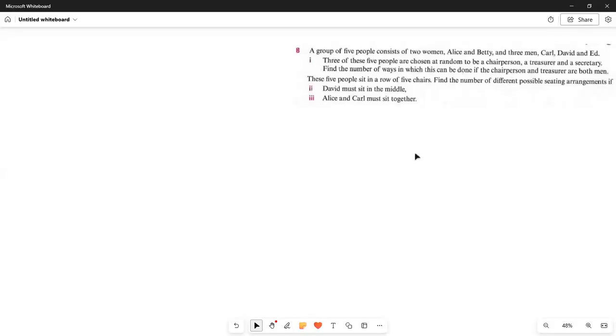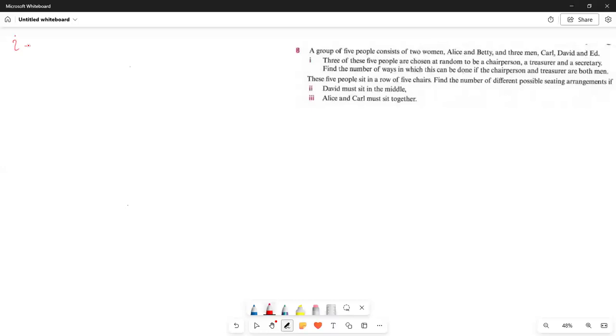We will be doing question number 8. It's chapter 10, combination and permutation. Okay, this question is pretty straightforward, very easy. Okay, so part 1.